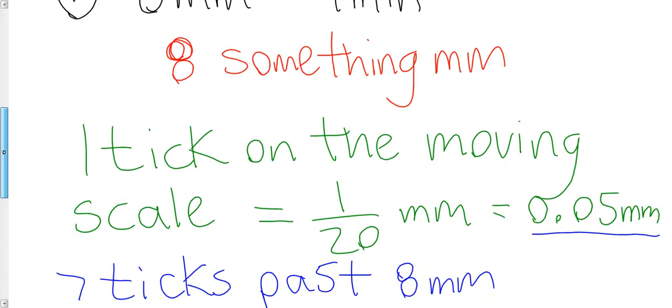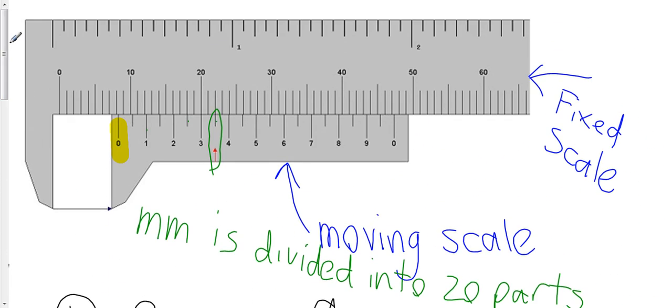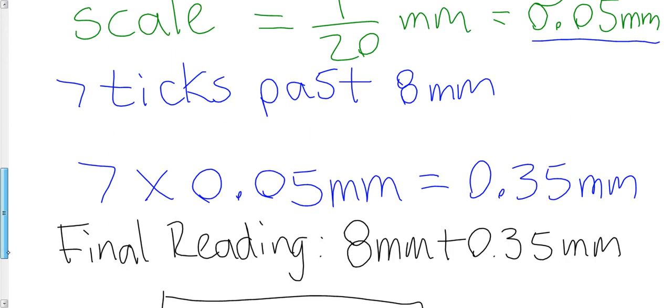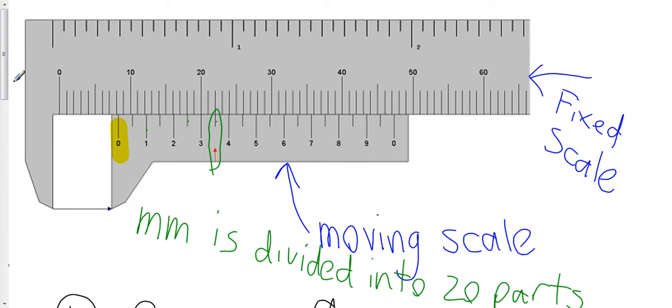Now you'll notice if we go up here that the way this is numbered makes it really easy to read right away, so I don't have to actually do that multiplication. Each of these numbers represents 0.1 millimeters. Here's the millimeter up here. Each of these is a 0.1, and each of these 0.1s is divided into 2 parts, so that would be 0.05. So this would be 0.35. So I could read just off of that without having to do that multiplication.